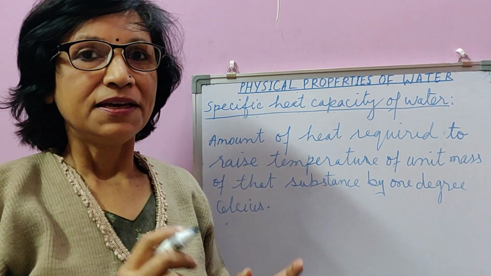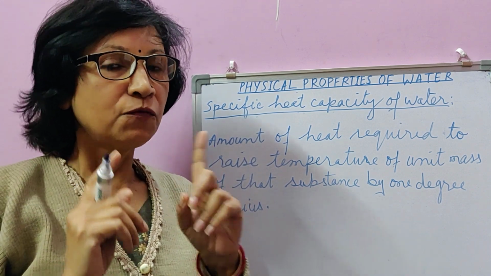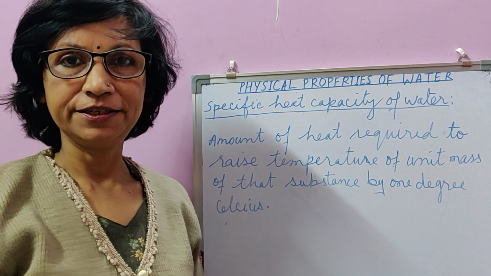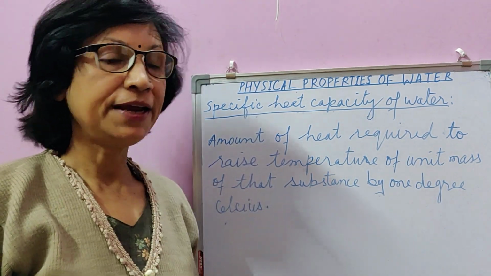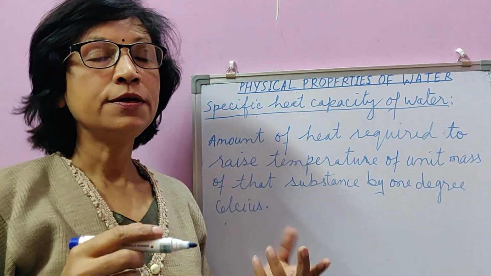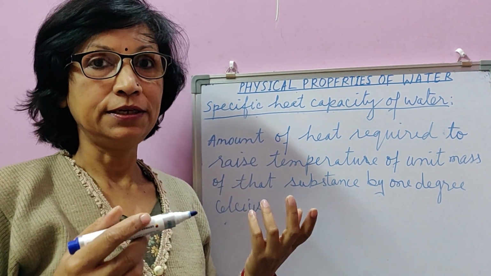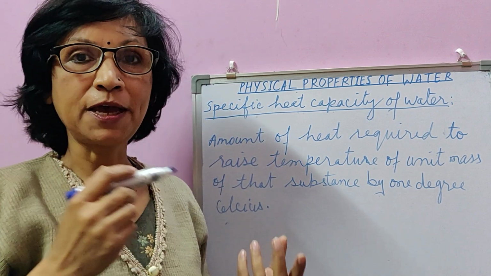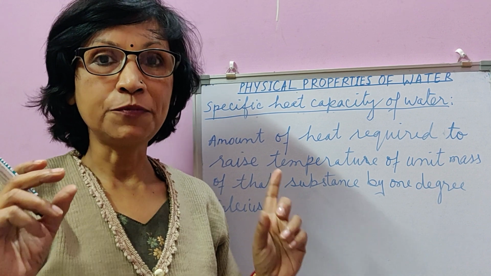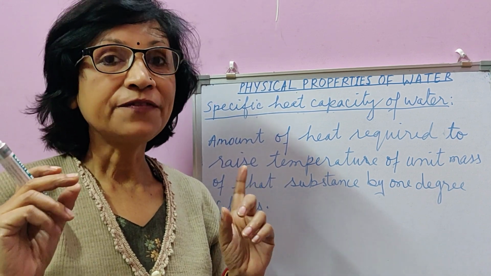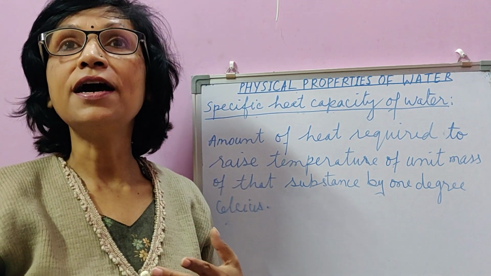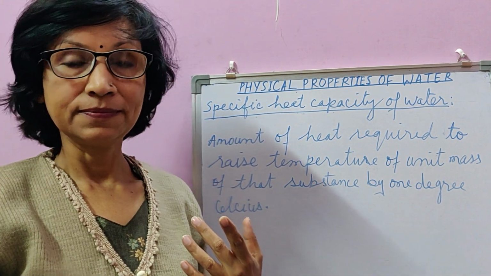Dear students, in this video we will discuss one of the physical properties of water, that is specific heat, or we can also say specific heat capacity. Just like boiling point, freezing point and density, specific heat or specific heat capacity is one of the physical properties of a pure substance which is a fixed amount and is not the same for any other pure substance.